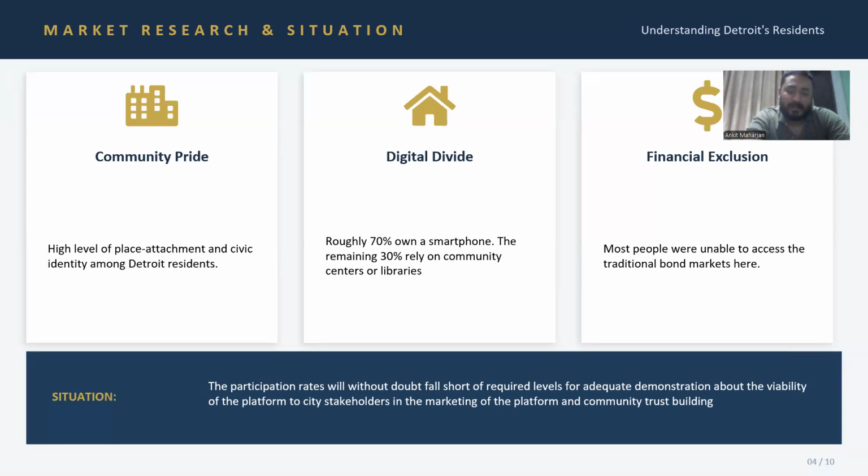Second is the digital divide. About 70% of residents own smartphones, and the other 30% rely completely on community centers or libraries. Third is financial exclusion. Most Detroit residents have never had access to the traditional bond market. The situation is clear: if ABC company fails to build community trust and drive participation, then the pilot and the future bond offering plan will be at risk.